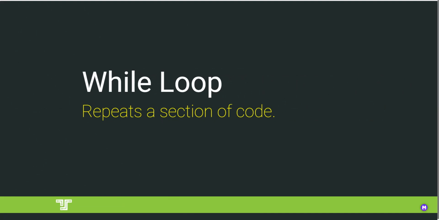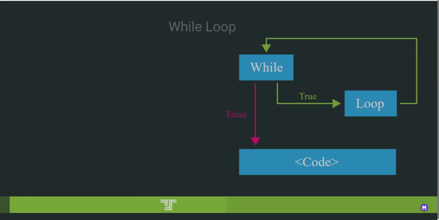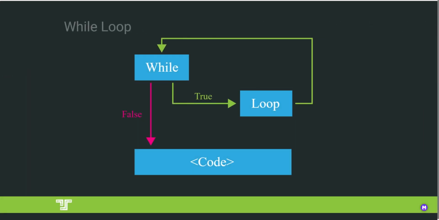Keep this in mind, this is a vocab word that you're going to need to know. One repetition of a loop is called an iteration. Iteration. So this is what a while loop would look like.